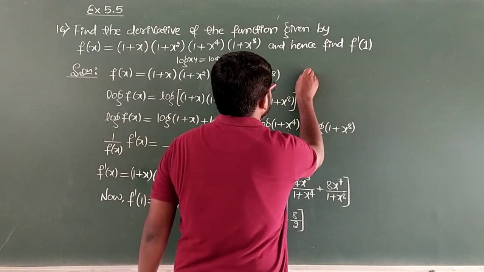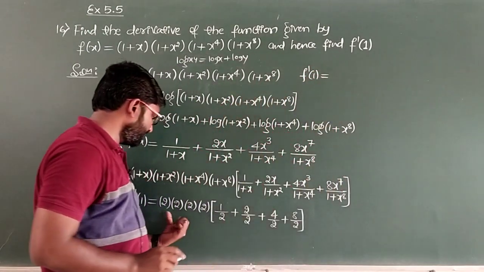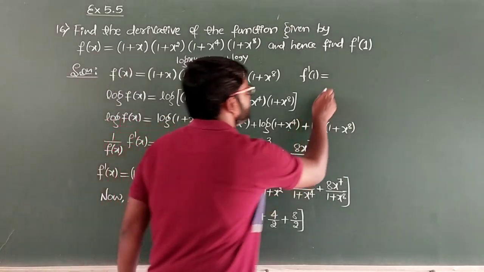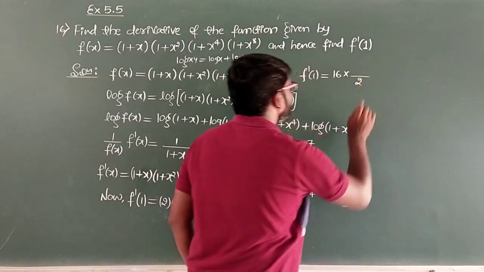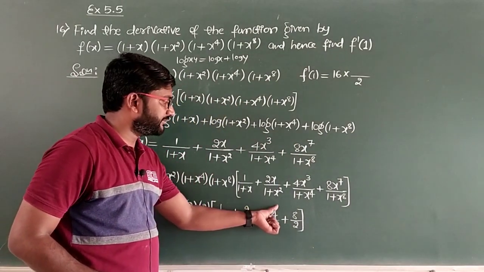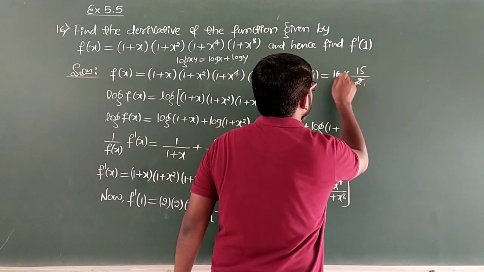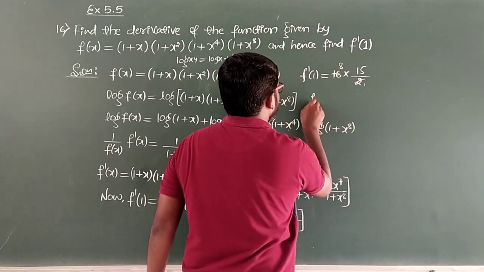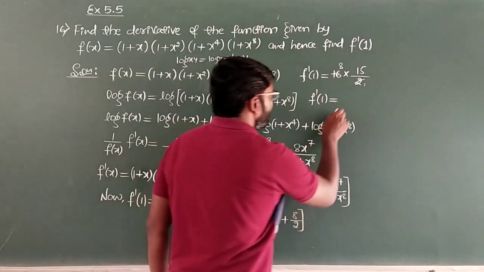F dash of 1 is equal to, so here we get 16 into, the LCM will be 2. Add all the numerators now. 1 plus 2, it is 3. 3 plus 4, 7. 7 plus 8, it is 15. So now 2 ones are 2, 8 twos are 16. F dash of 1, 8 into 15, it will be 120.